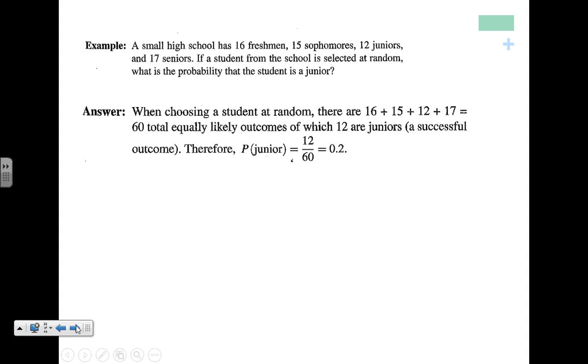So a really simple problem to start. A small high school has 16 freshmen, 15 sophomores, 12 juniors, and 17 seniors. If a student from the school is selected at random, what is the probability that the student is a junior? All we're going to do is add up: 16 plus 15 plus 12 plus 17 is 60 possible, and 12 of them are juniors. So the probability of being a junior is 12 over 60, or 0.2, and you can write it as either a fraction or a decimal, it doesn't matter.